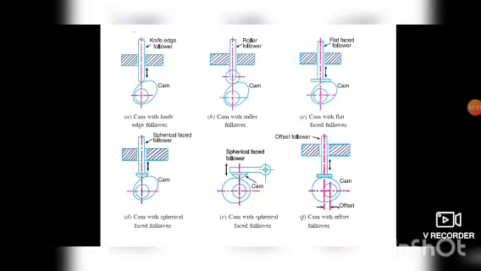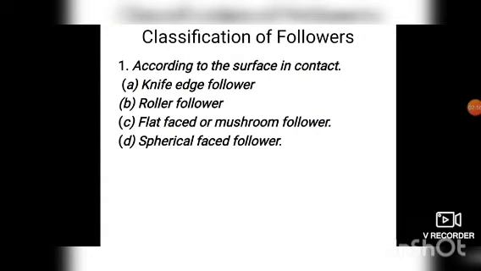So we can see in figure A the knife edge type follower. The sliding motion takes place between the contacting surfaces, the knife edge and the cam surface. It is seldom used in practice because the small area of the contacting surface results in excessive wear. In knife edge followers, there is excessive wear. So in knife edge followers, considerable side thrust exists between the follower and the guide. So this is type 1, the knife edge follower.